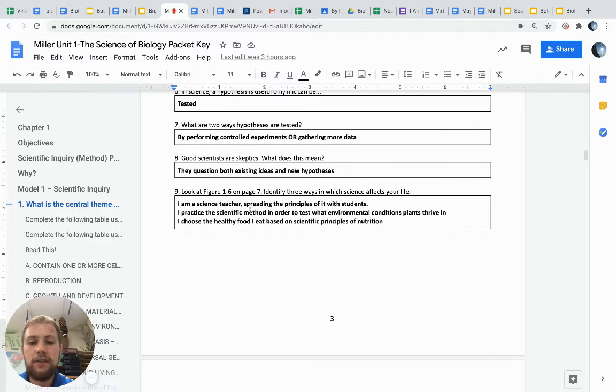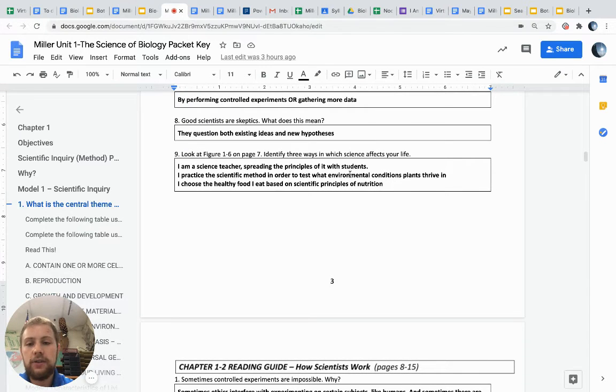All right, 8, good scientists are skeptics. What does this mean? Being skeptical about something means you're leery to jump to any conclusion. You're reluctant to do so. And what that means is they question both existing ideas and new hypotheses. Even if they're pretty sure or certain, they're going to do their due diligence and try to run experiments on it anyways, just to double check. And they're going to try to replicate other people's experiments to double check that that is indeed why this phenomenon is happening, or in whatever thing they're studying.